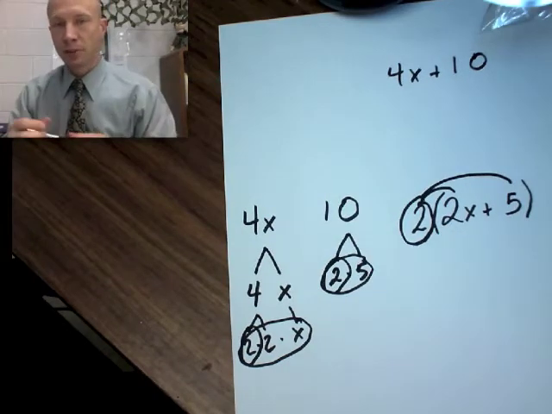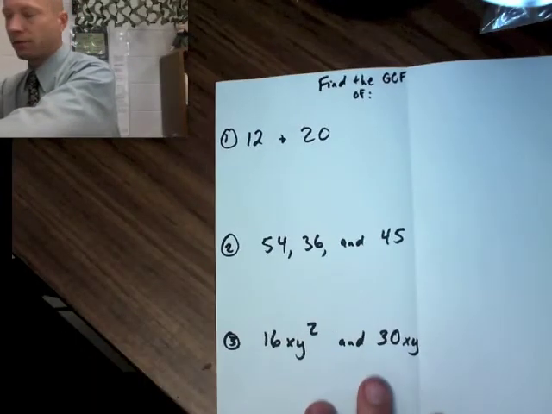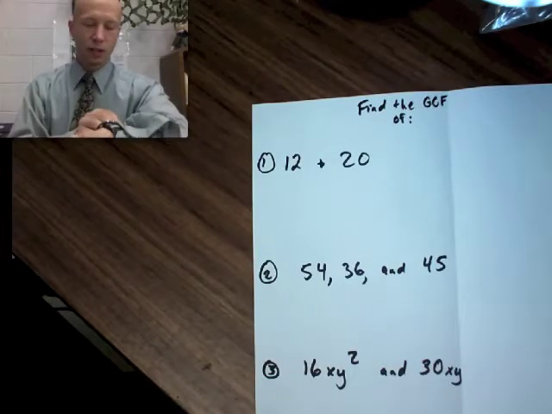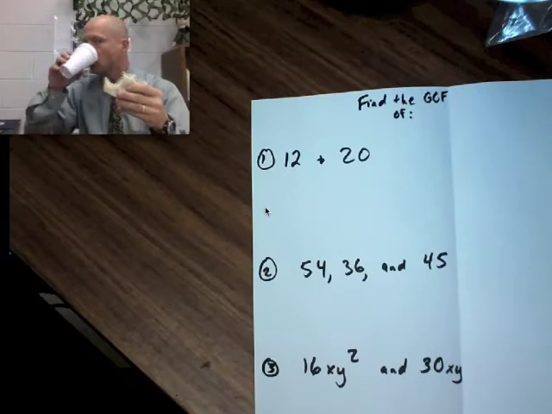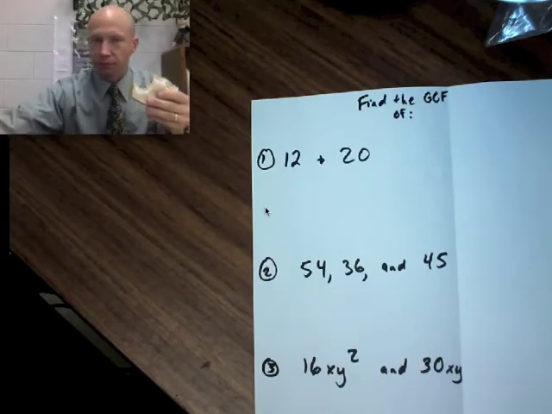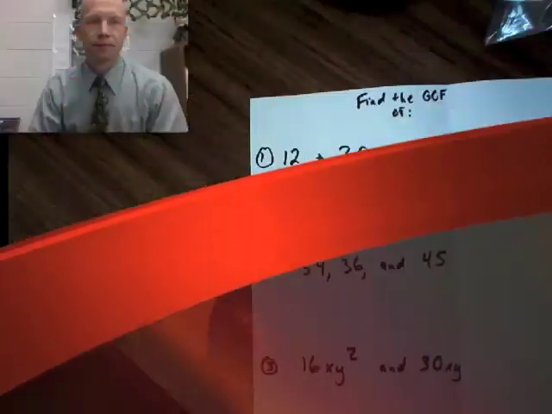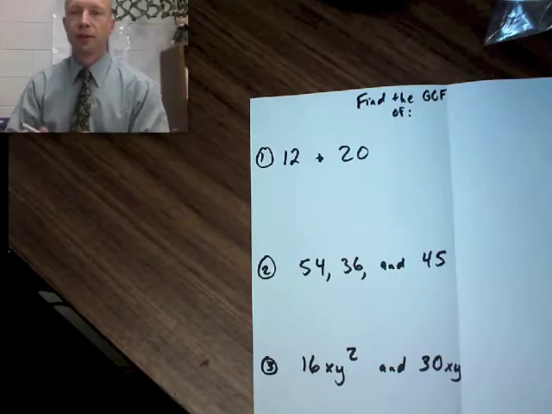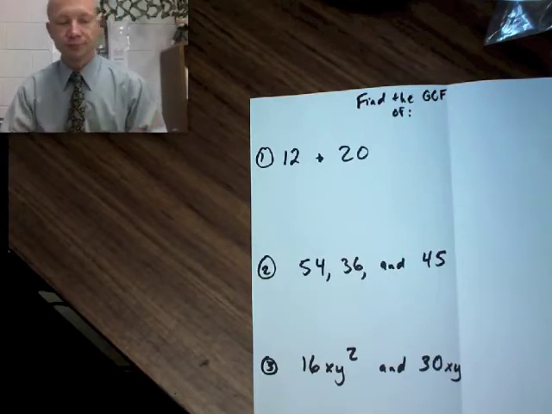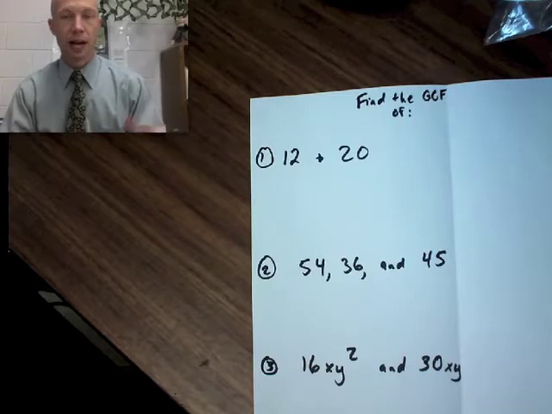So I have some practice exercises for you today to use on a sheet of note paper. So we're going to go ahead and find the greatest common factor of 12 and 20. You should pause the video and go ahead and find the greatest common factor of 12 and 20 because that's easy. Okay, I want you to go ahead and find the greatest common factor of 12 and 20. That's pretty easy. Go ahead and pause the video and do that, and then come back when you're ready.